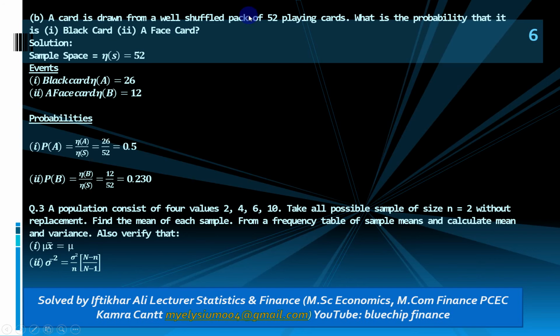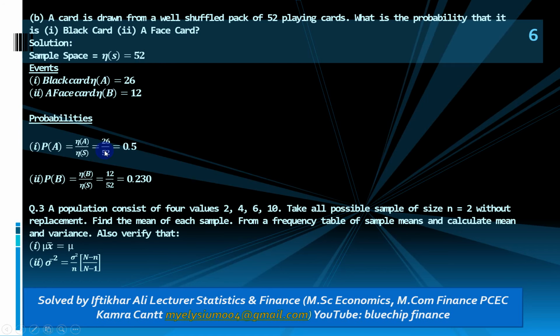So sample space, because it is a single draw case, so there are 52 playing cards, so sample space is 52. Next important step is to calculate the events. Because there is only one draw, so there are 26 black cards out of 52 cards. So first event is 26. Face cards, there are 12 face cards out of 52 playing cards, so event B is 12.